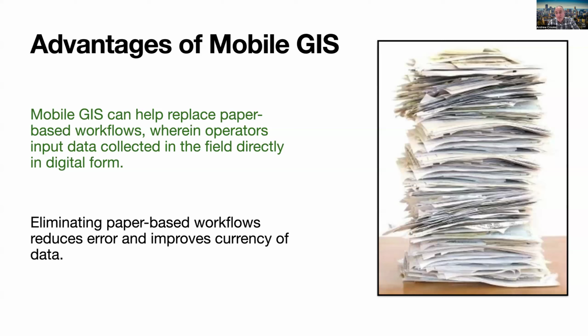But mobile GIS eliminates paper workflows, right? And also it's quite useful. So a lot of times when we're doing geological mapping and things like that, it'd be raining and the paper maps would get wet, for example, right?